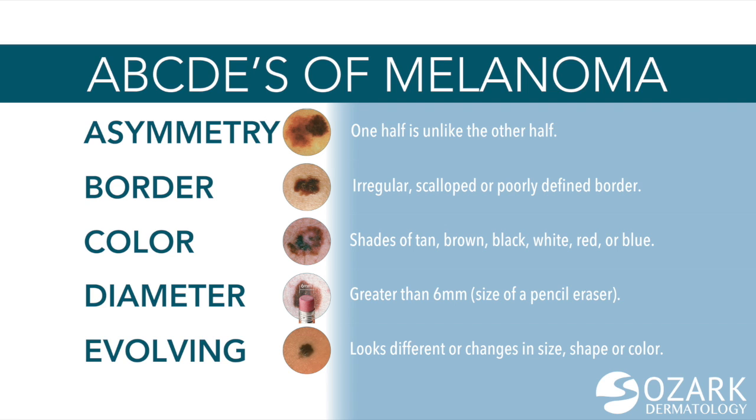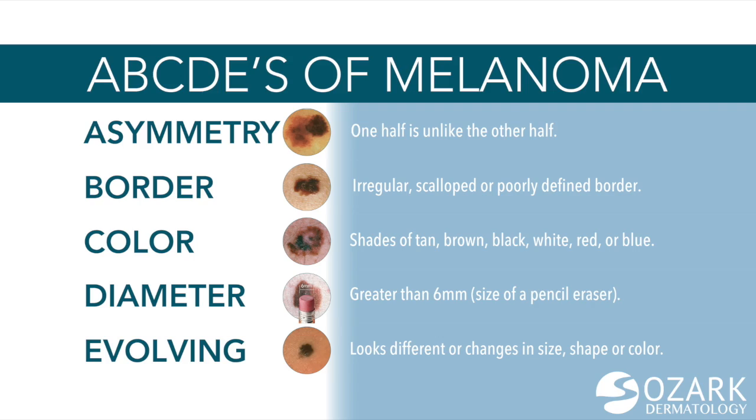B stands for border irregularity. The borders, instead of being smooth and arcing, are very jagged and irregular. Again, think of an island on a map. C stands for color. Not just dark color, but different shades of dark within the same spot. There can also be hues of red, blue, and white within the dark spot. D stands for diameter, generally greater than 6 millimeters in diameter. That's about the size of a pencil eraser.